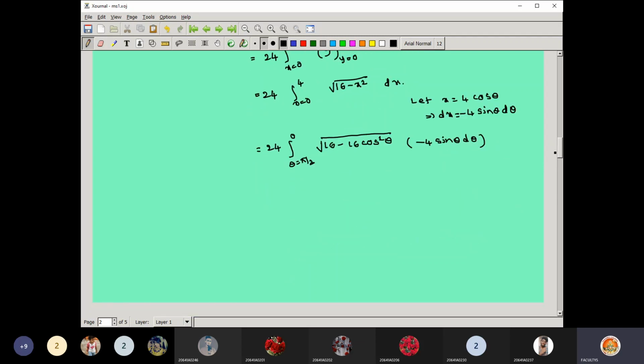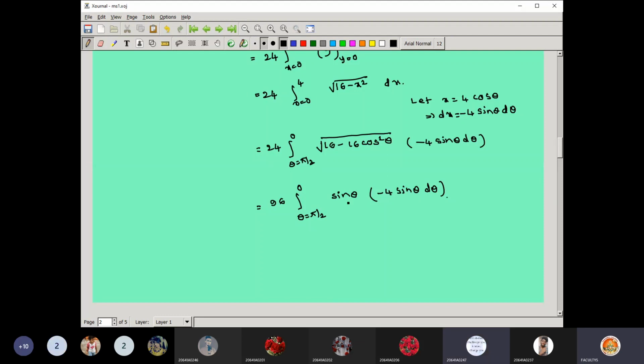Now you make the simplification. If I take 16 common, out of the root it becomes 4. 24 into 4 is nothing but 96. So I am getting theta equal to pi by 2 to 0. 1 minus cos square theta is nothing but sin square theta. Under the root, that becomes only sin theta, and this 4 is also there, so you can take it common. So minus 4 sin theta, at present I am writing same as it is.